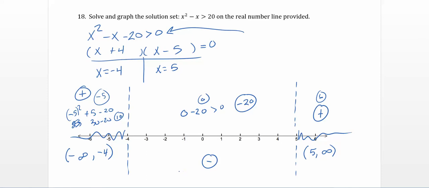If you join those together, you get something that looks like this: negative infinity to negative 4, union 5 to infinity. And this would be the way that we represent our answer. Nice job.